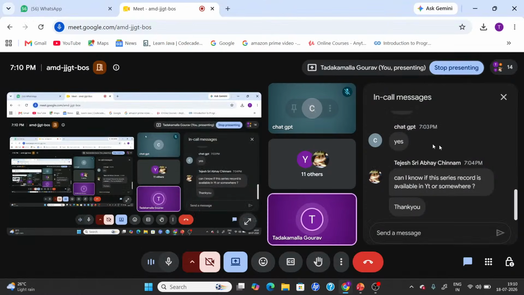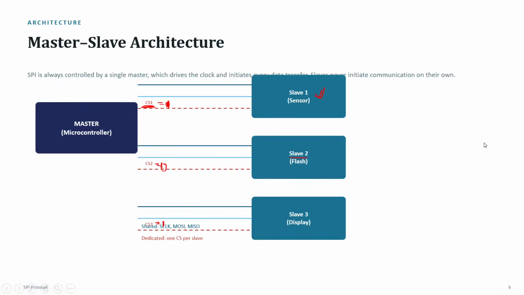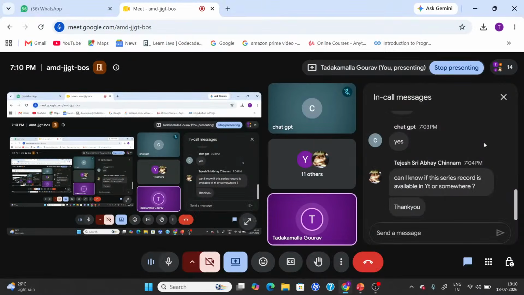So up to here, is it clear? Any queries or any doubts over here? So these are the basic protocol insights and basic pin configurations and all. Is it clear? Are you following me? Any doubts or any queries over here? Okay, that's great.